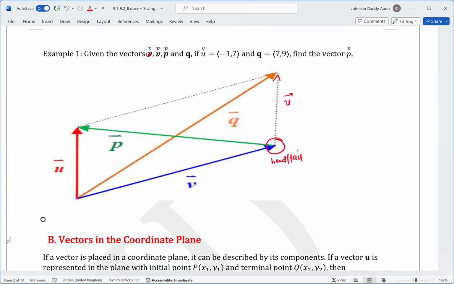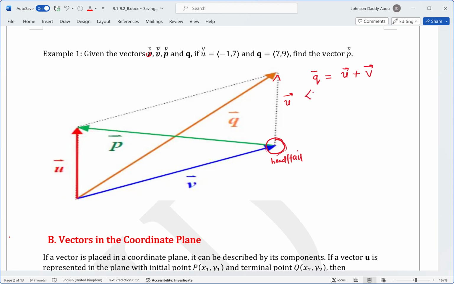So what does that mean? It simply means that Q is going to be the resultant, right? This Q is going to be the resultant. So it means that Q is going to be the same as U plus V. Why? Because there is a head-to-tail arrangement here. So the resultant is going to be from the tail of V to the head of U.